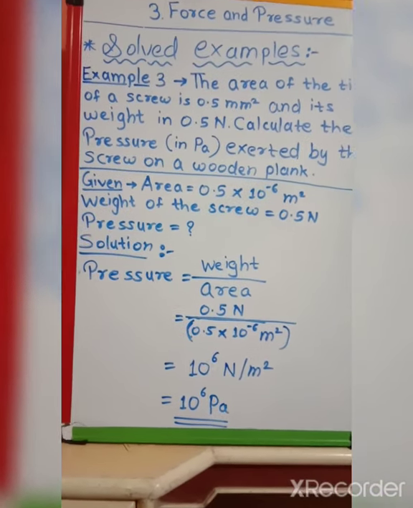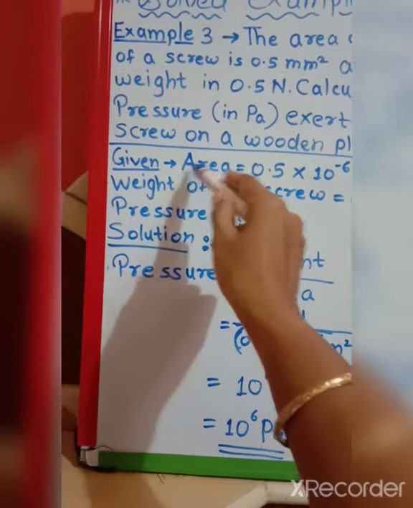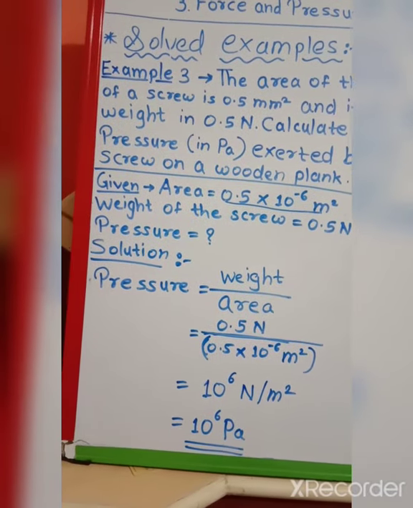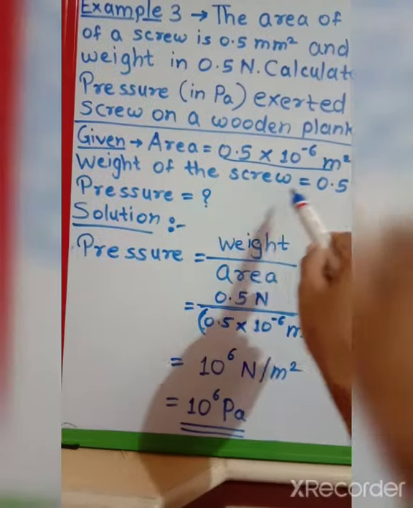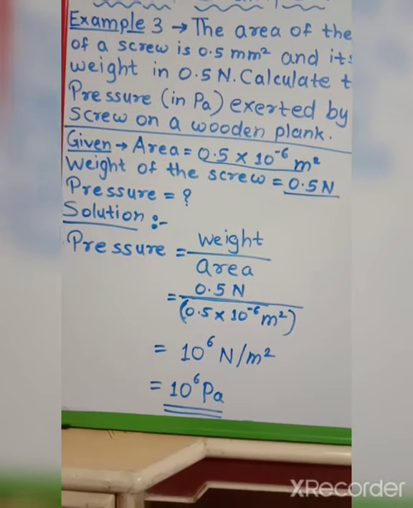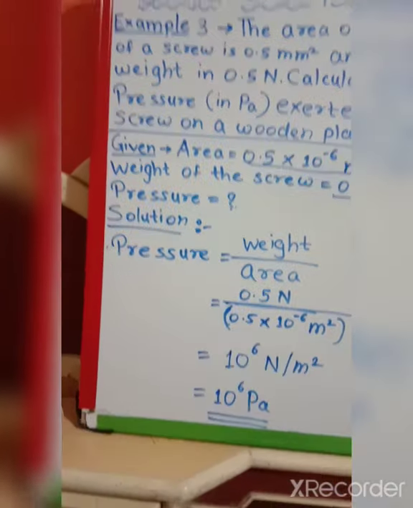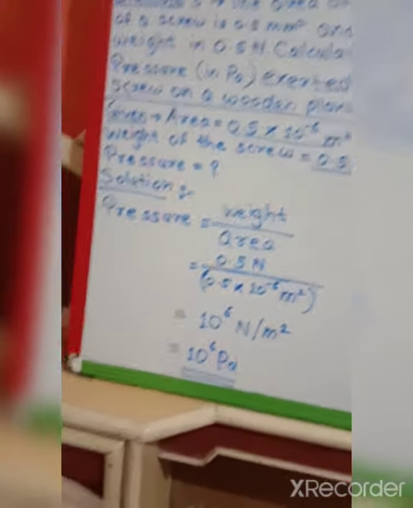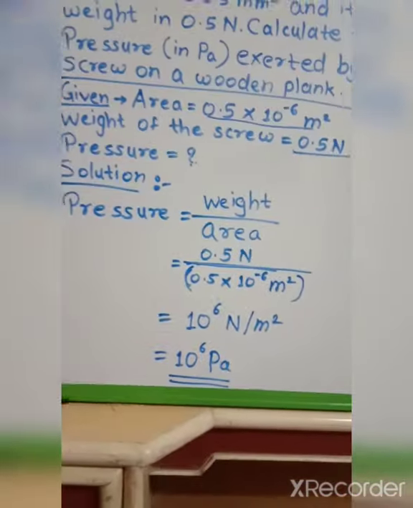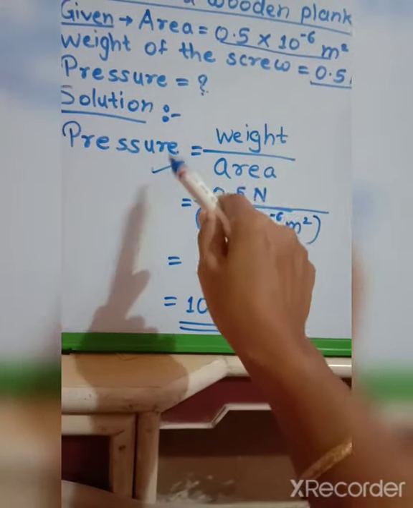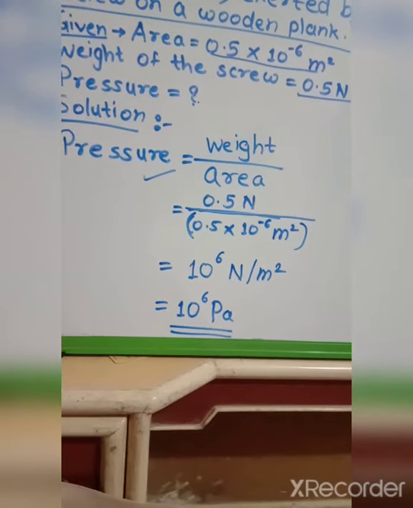What is given over here? Area is given 0.5 multiplied by 10 raised to minus 6 m square. Weight of the screw is 0.5 N, that is 0.5 Newton, and we are going to find out the pressure. What is the solution? See, pressure is equal to weight upon area. This formula we are going to use.